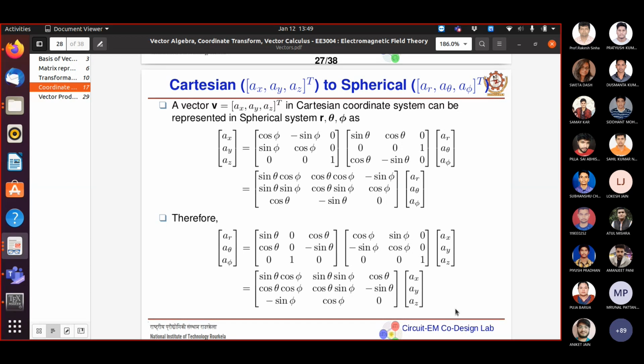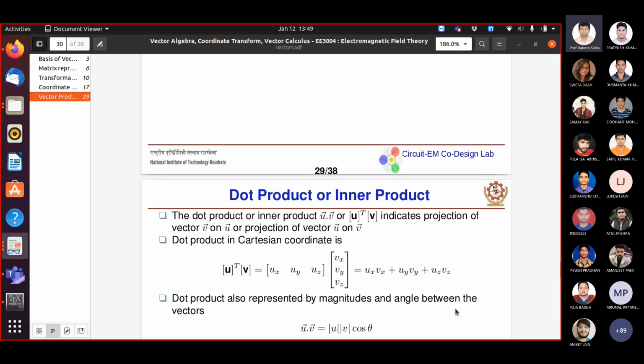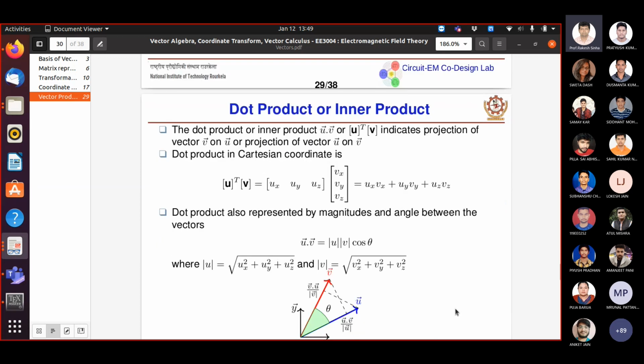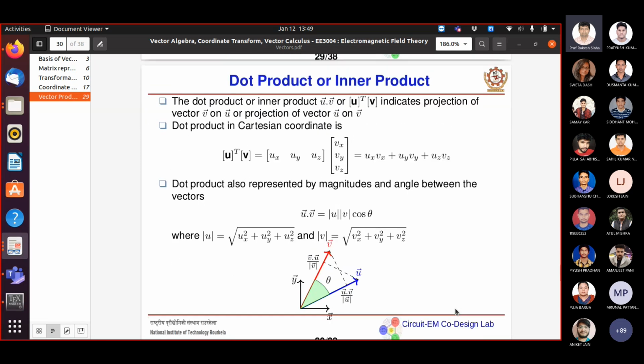Now we'll discuss the vector product, and then we'll move into differential length, differential area, and how that differential length and area can be converted into another one. So this is the dot product or inner product. This is one of the important properties of vectors. This basically indicates the projection. It is basically related to the projection of one vector onto another one.